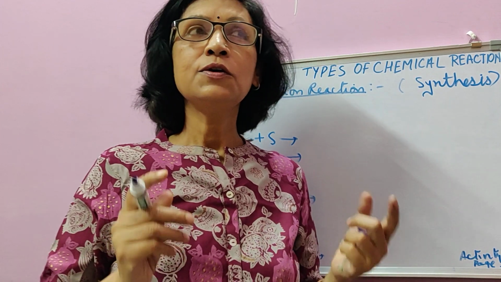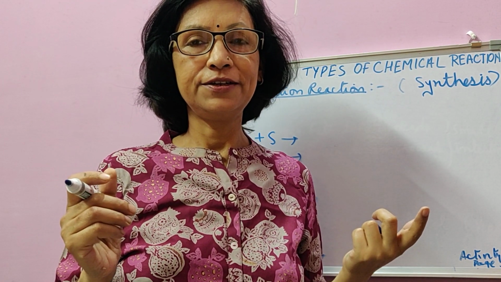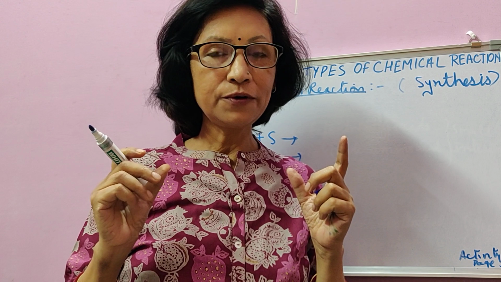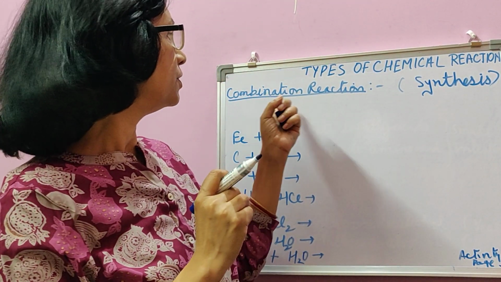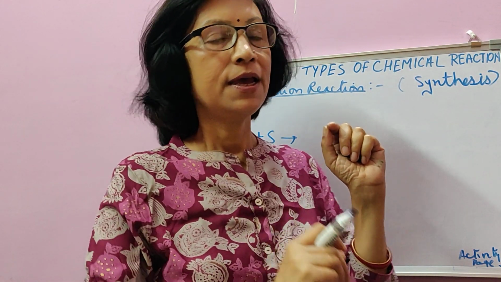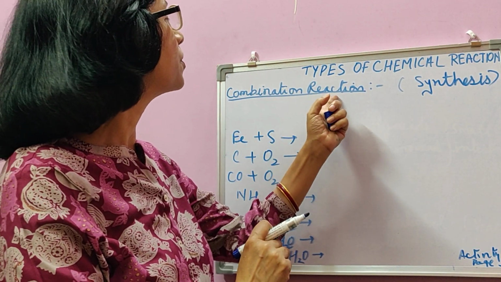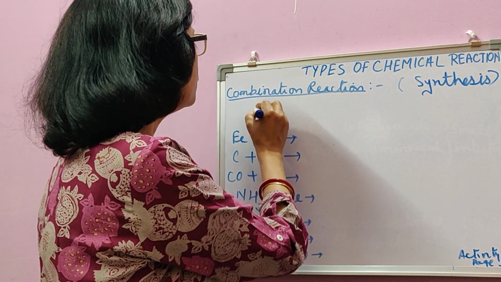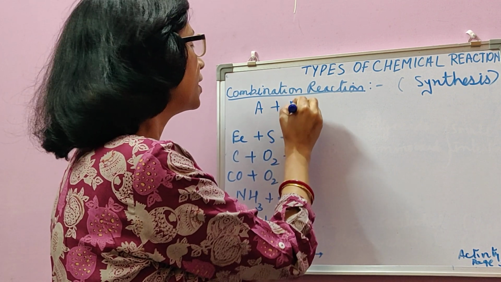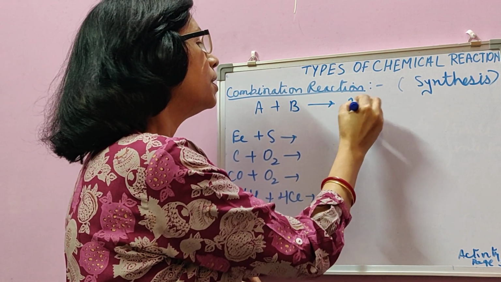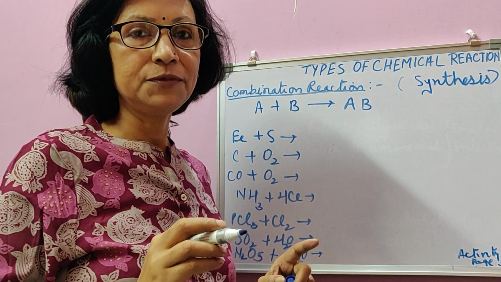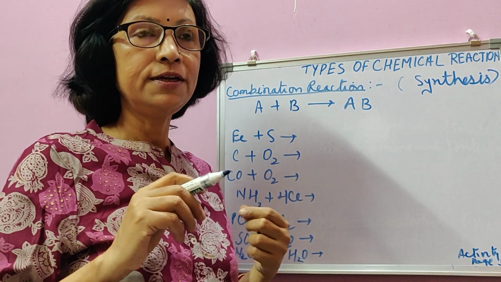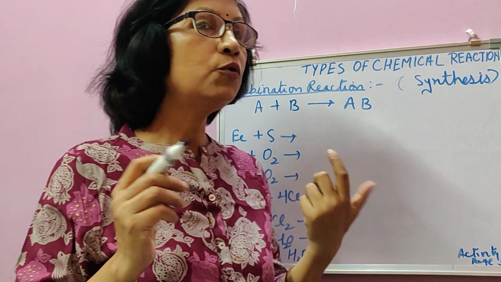Dear students, let's discuss the first type of chemical reaction. As I said, we'll discuss 4 types of chemical reactions. The first that we are going to discuss is combination reaction. As the name says, combining of 2 or more reactants to form a single product is said to be combination reaction. We'll study further 3 more types.